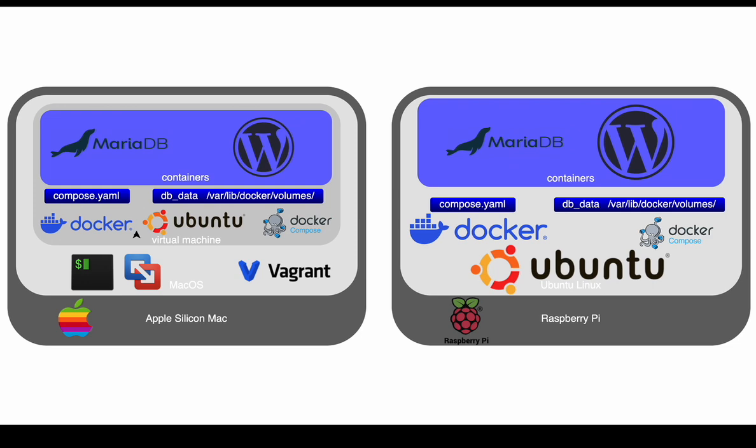On the Mac, we put on the tools to make a VM, and then within the VM, it's exactly the same components that go in the Raspberry Pi. So we're going to put on Docker and Docker Compose, and then we're going to use WordPress and a database. So all good.